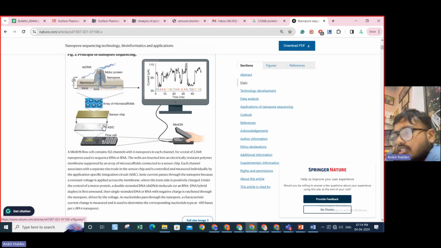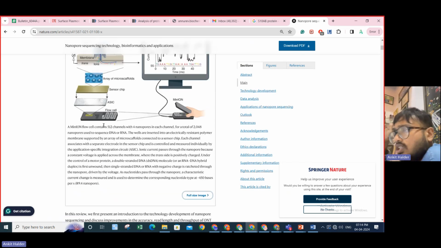a DNA molecule or an RNA duplex. Then single-stranded DNA with negative charge is ratcheted through the nanopore, driven by the voltage. So the nanopore's characteristic current change is measured and reflected in the corresponding current at 400 bases per second.